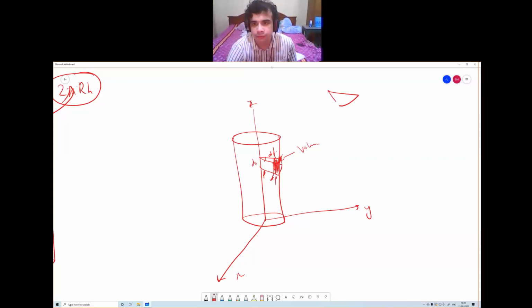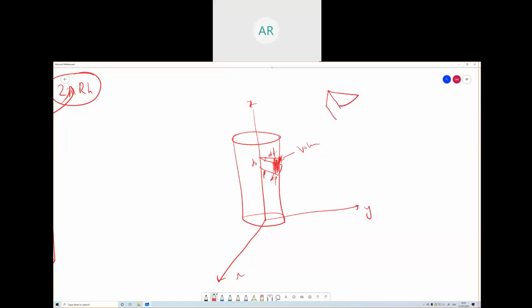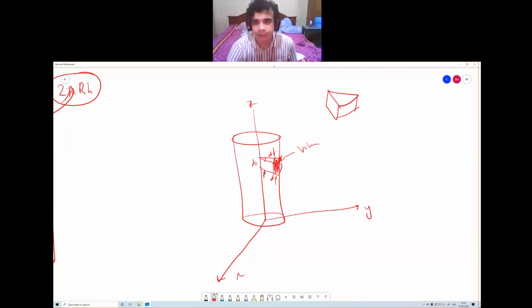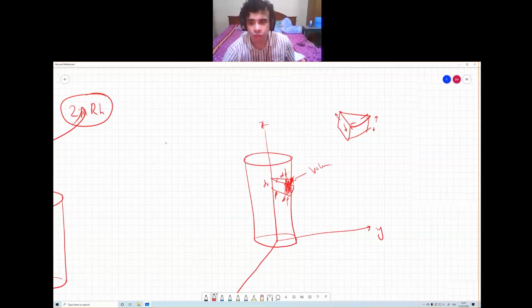Consider a slice of a cake or something like this. This dimension is what? This dimension, and this dimension. What is this curve dimension? Anyone? Sir, rho. Rho and this curve dimension. What did we do here? Rho into d phi, exactly.